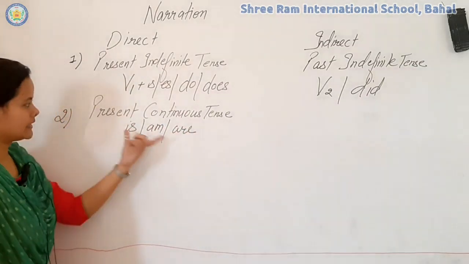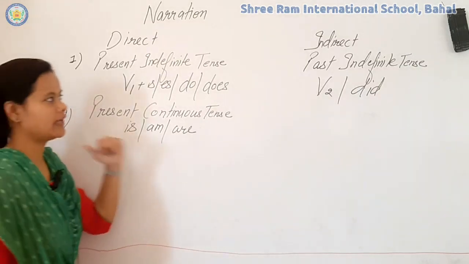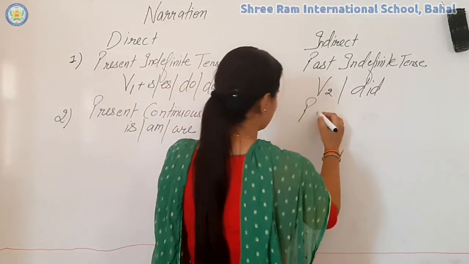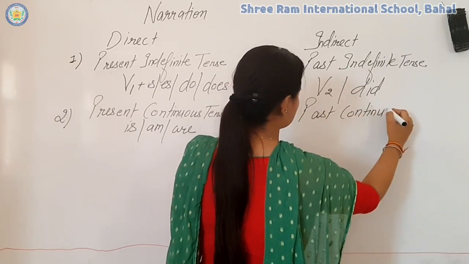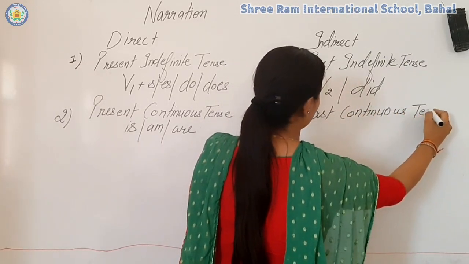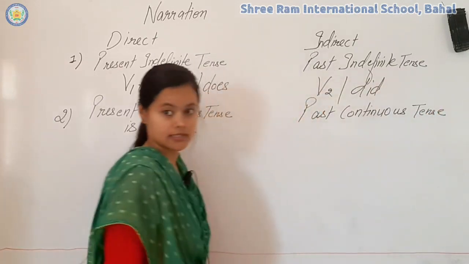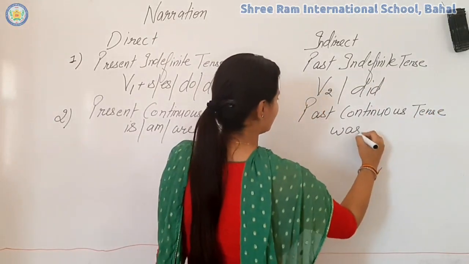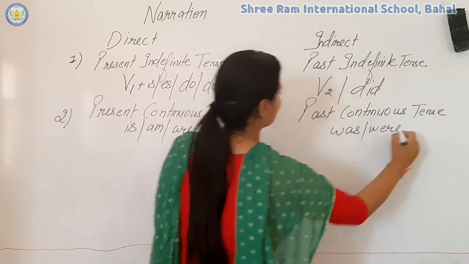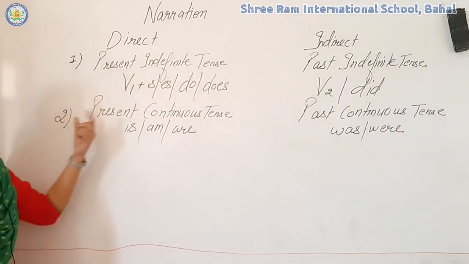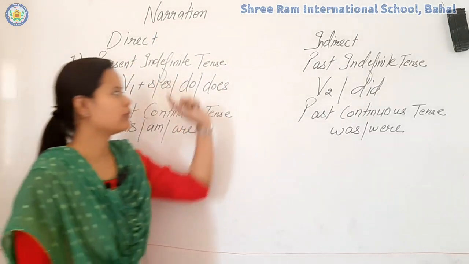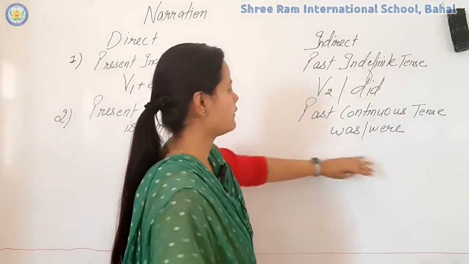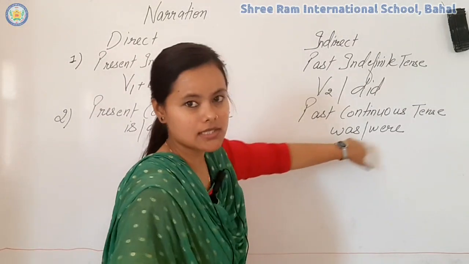And if you find this tense in direct speech, then what you have to do? You have to change it into past continuous tense, or we can say past progressive tense. And what is the helping verb of past continuous tense? The helping verb is was, were. When you make the indirect of that sentence, you have to change is, am, are into was, were.